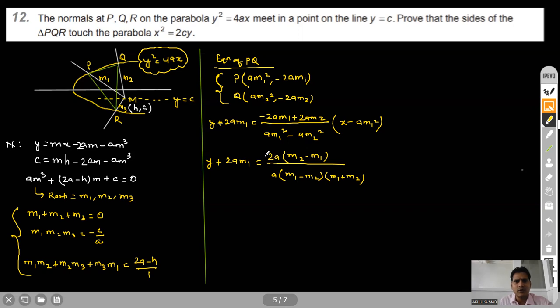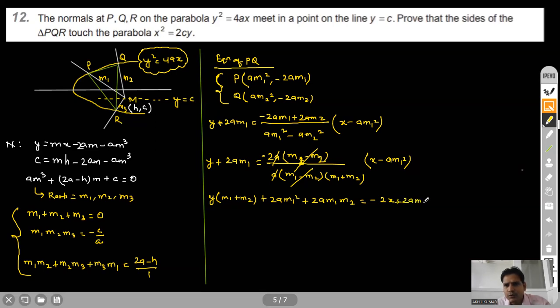So basically, if you take minus 2a common, it will become (m1 - m2). It's better to do it that way so that the m1 - m2 terms get cancelled out, multiplied by (x - am1^2). The a will also get cancelled out, and we are left with y(m1 + m2). Multiplying by m1 + m2 gives 2am1^2 + 2am1m2, equal to minus 2x plus 2am1^2. Again, the 2am1^2 term will get cancelled out. So finally, we got y(m1 + m2).